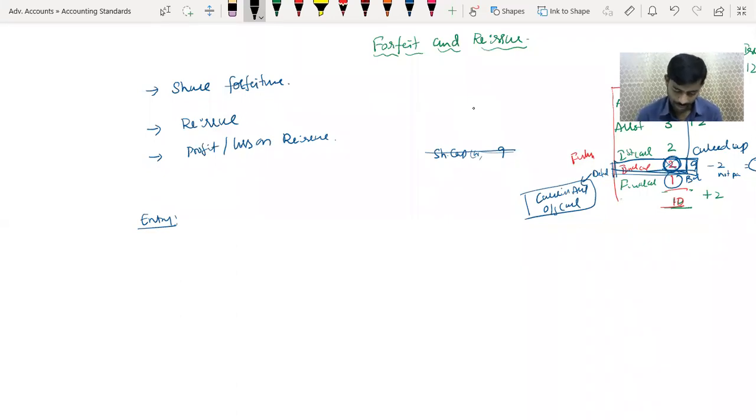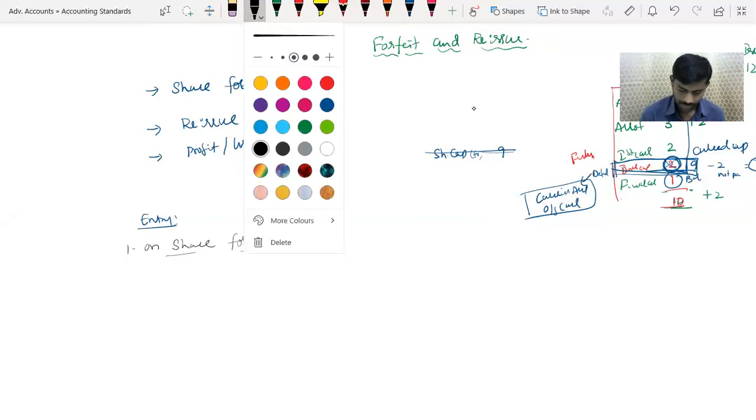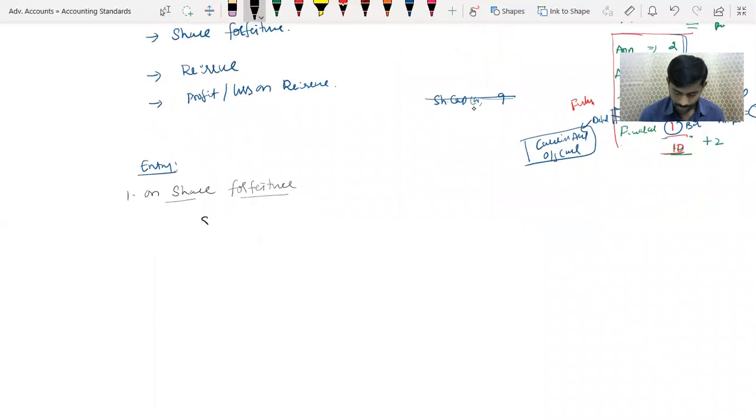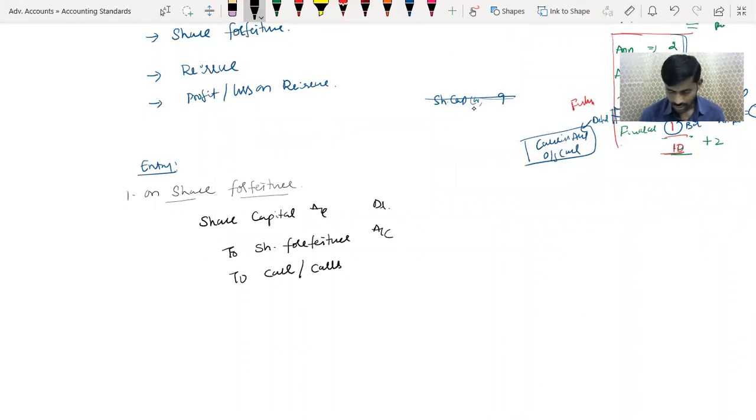First, I have to cancel the capital. So, entry number 1 on share forfeiture is: share capital account debit, to share forfeiture account, to calls in arrears account.